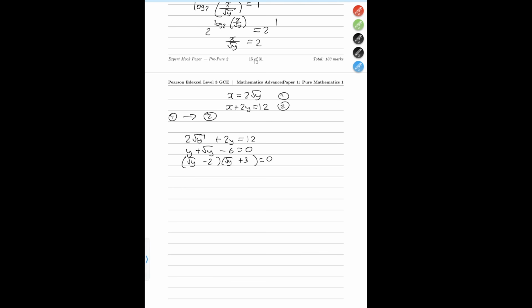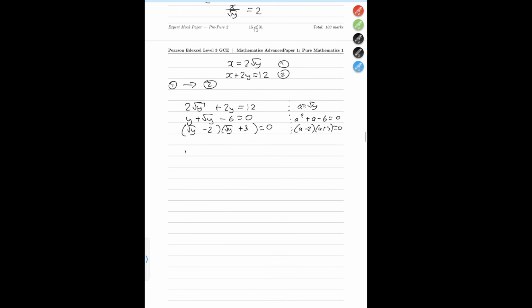Another suggestion, as I said before, if you set a to equal root y, you can write this equation as a squared plus a minus 6 equals 0, and then factorize it exactly the same way. Because obviously y is root y squared, so it's again a quadratic like that. So root y equal to 2 or root y equal to minus 3. We're not going to look at negative roots in here, so root y cannot be equal to minus 3. So root y is equal to 2, so y is equal to 2 squared, which is 4.